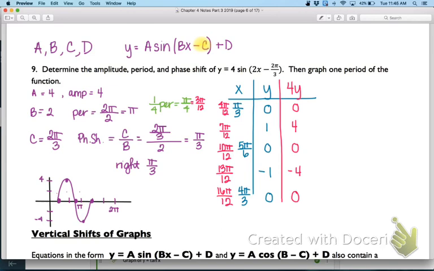So that's kind of a quick rundown of what the different transformations are going to do and how you're going to determine them. Remember to go in alphabetical order. Start by finding A, figure out B, use that to get the period, figure out C, and then it's C over B to be able to get the phase shift. And then the quarter period is what you use to count by in order to get your 5 key points.